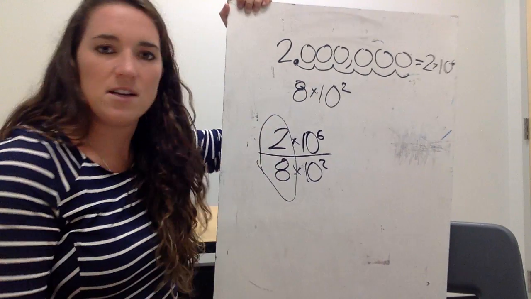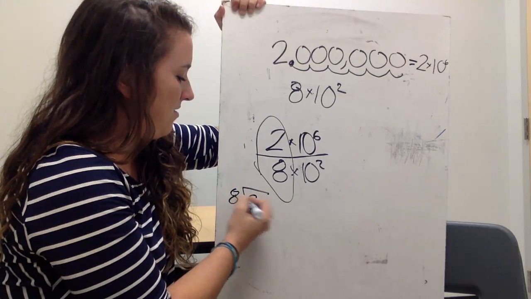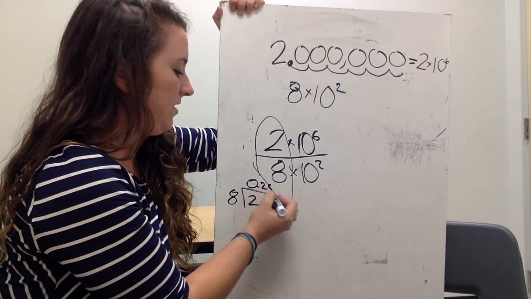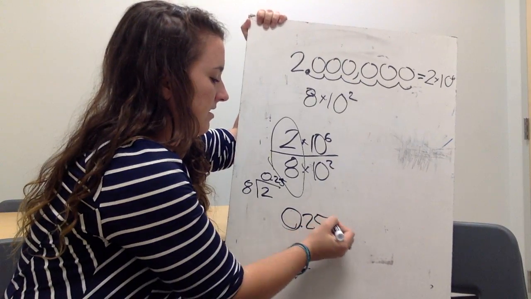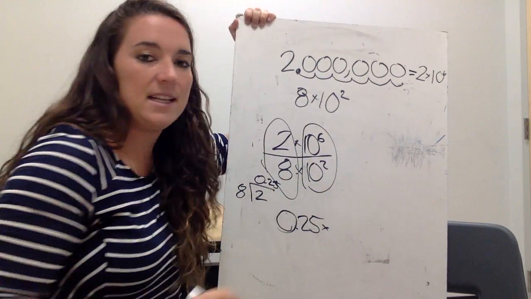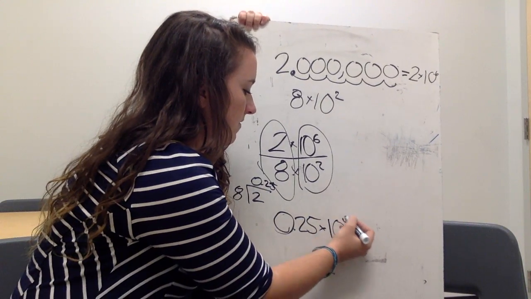2 divided by 8 is 4. Nope, I have to do top in, bottom out. You'll end up with 25 hundredths. So I have 25 hundredths. Now what do I need to do with my tens? Yeah, I subtract my exponents, so I have 10 to the 4th power.